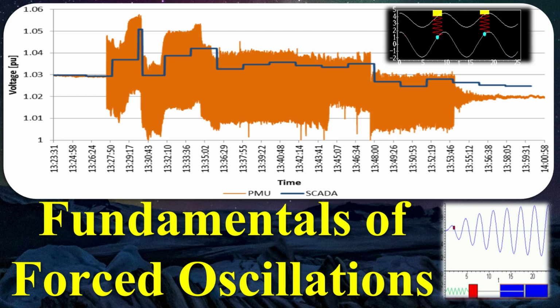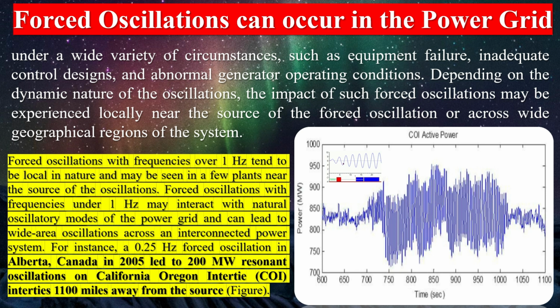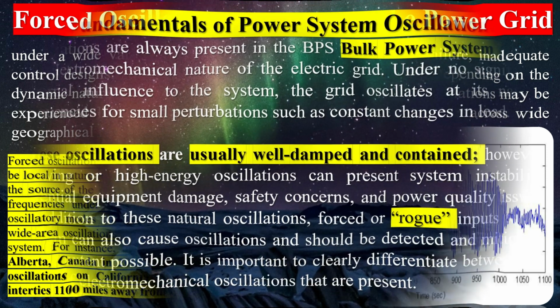Forced oscillations in power systems are relatively common events that have gained much greater awareness in recent years due to the use of phasor measurement units (PMUs). These oscillations can potentially impact equipment and operation negatively. A forced oscillation is an unintentional periodic exchange of energy across different components of a power grid.